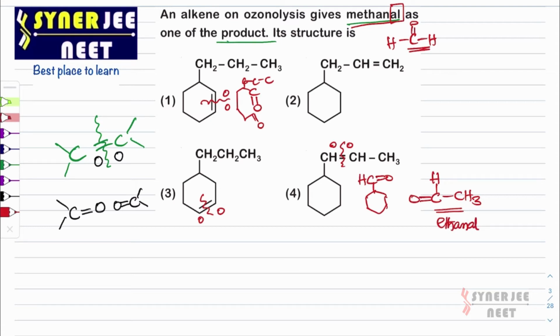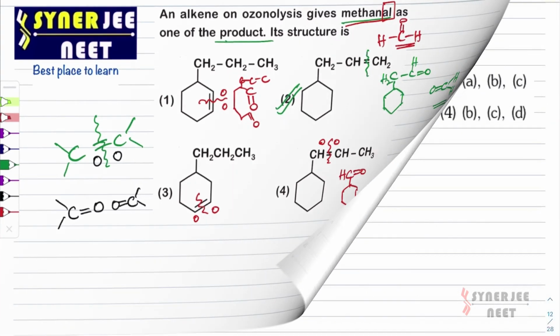Now what about option 2? Option 2, if you break, then you can clearly see the left side part becomes like this, and the right side part becomes, there are 2 hydrogens attached to carbon. Yes, here only one carbon, that aldehyde we are getting. Therefore option 2 is the right option for this question.